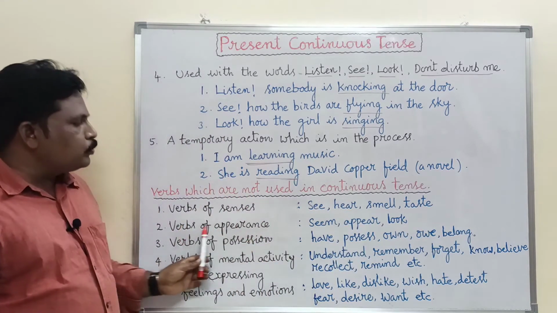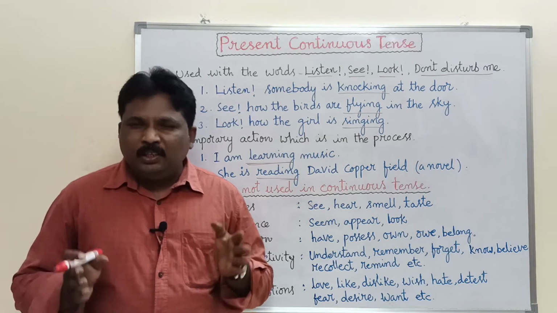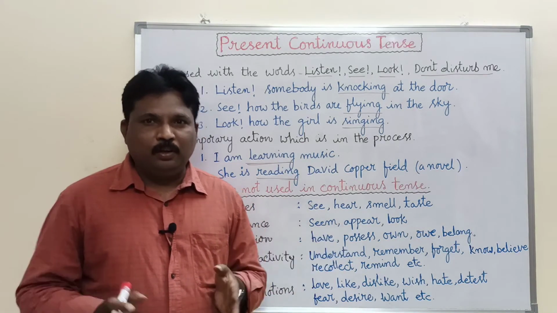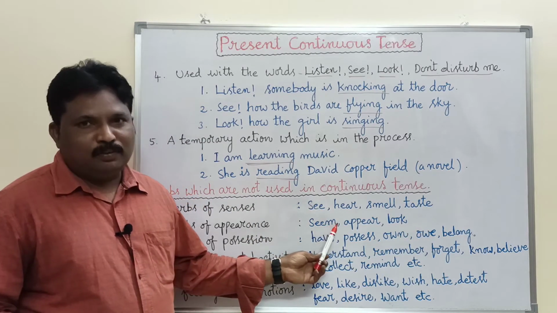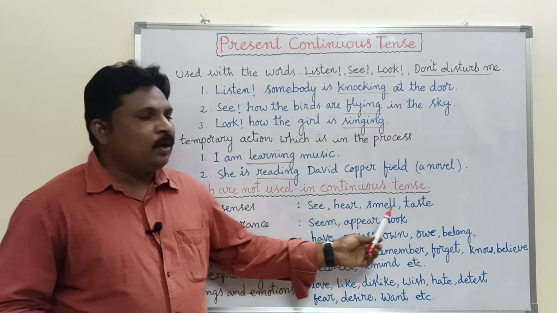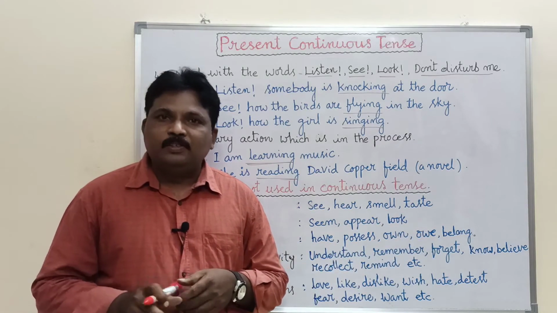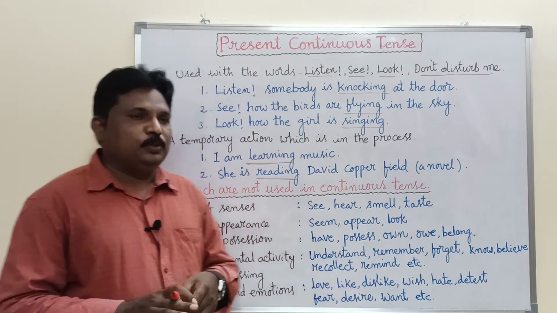And another one, verbs of appearance. Don't say he is seeming to be an innocent fellow, but instead of that you can say he seems to be an innocent fellow. Like that, appear, look. Verbs of appearance. Don't use these verbs in continuous tenses.